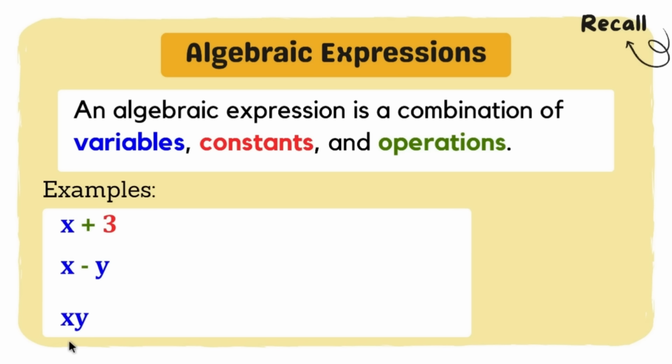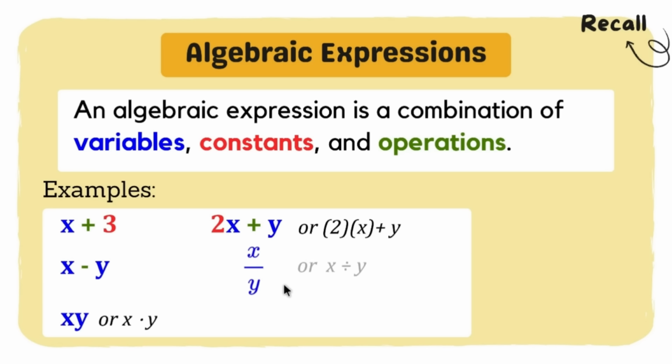Meron din po tayong xy which means x times y. So it is still an algebraic expression. Meron din pong 2x plus y wherein we have now multiplication and addition, meaning 2 times x and then plus y. We also have here x over y, which means x divided by y. And then we have here exponents. We have a squared plus b squared, meaning a times a and then b times b. Okay, so if we're going to add it, it will be a squared plus b squared.